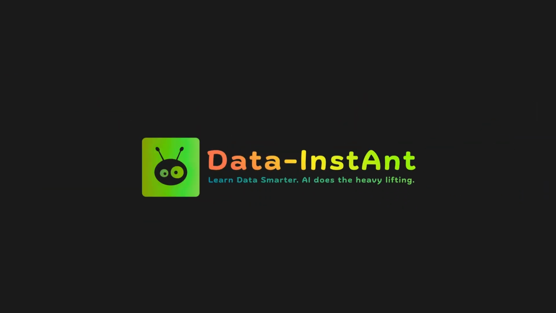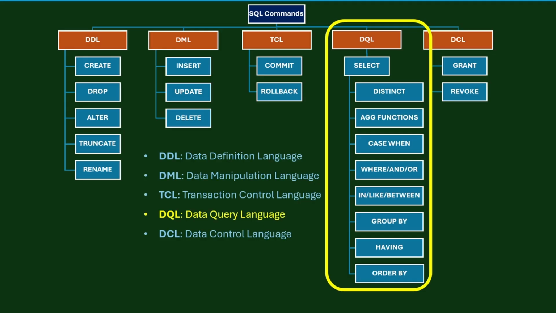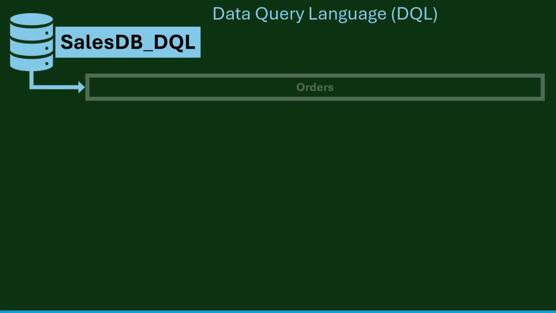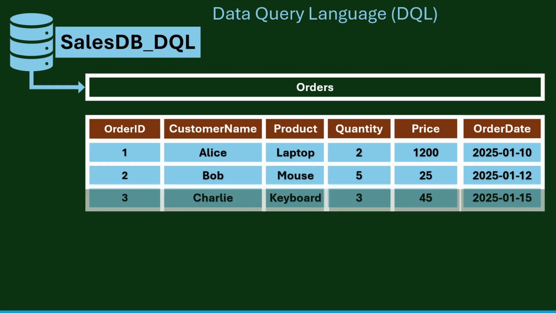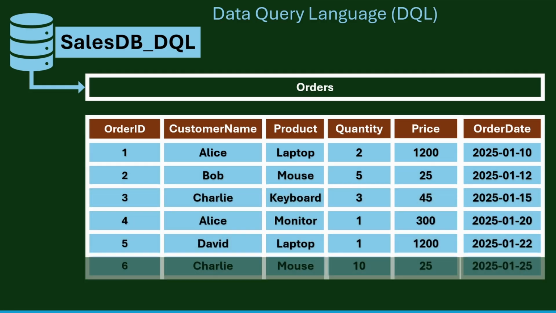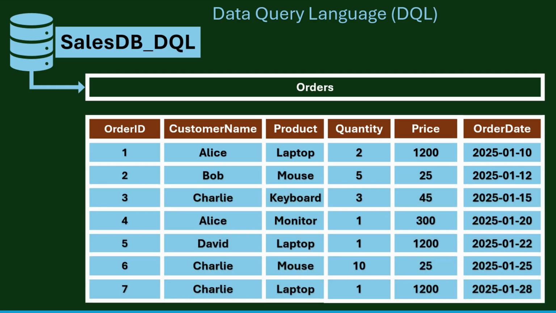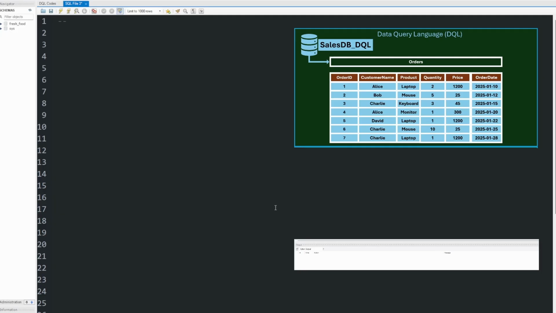Okay, let's get started. First, we will create a database called sales_db_DQL, and inside that, we'll make a table called orders with 6 columns: order ID, customer name, product, quantity, price, and order date. Now open your SQL interface.